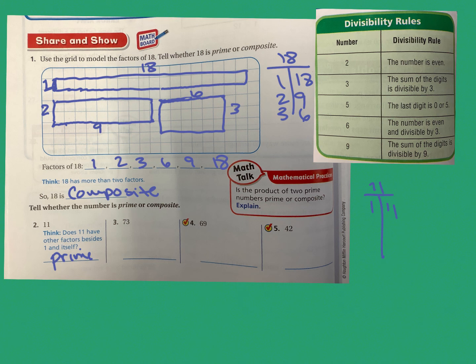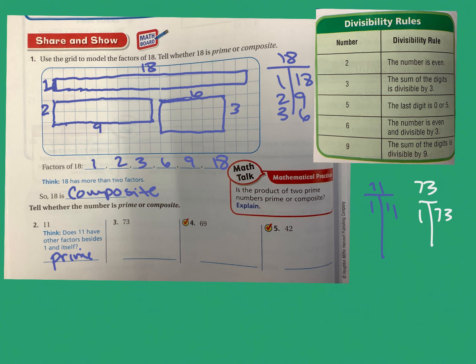Let's take a look at 73 for question number 3. 73, what are his factors? Well, obviously we know 1 times 73. Right? Obviously, identity property of multiplication. 1 times any number is itself.